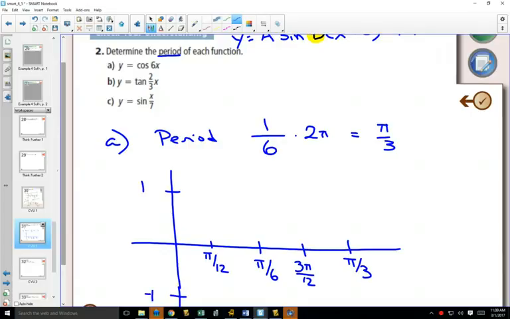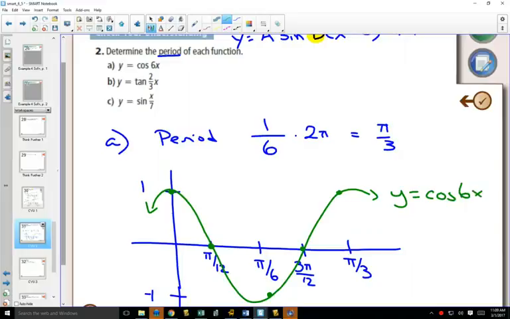Where does a cos graph start? A cos graph always starts at a maximum. And so now that you've got your 4 sections, you can just bounce it from maximum to middle, to minimum, to middle, to maximum. Wow, I got a little low here, but that's okay. So there is the graph of y equals cos 6x.